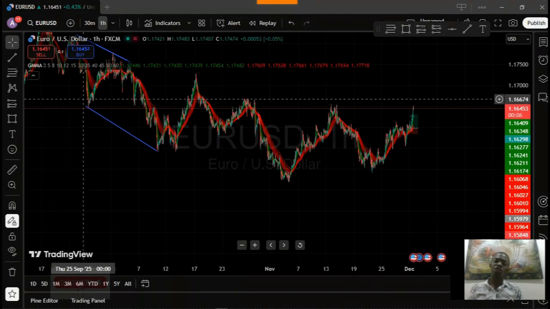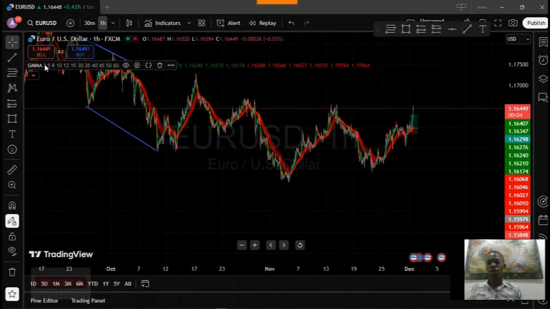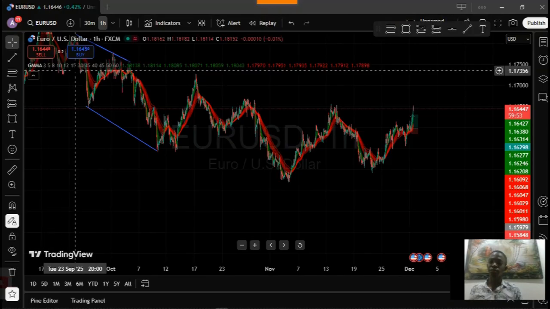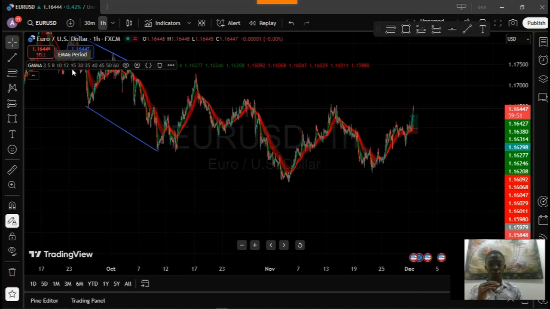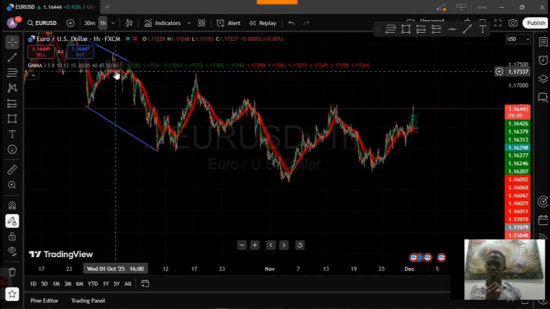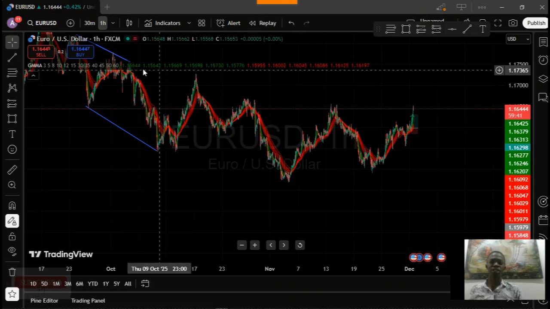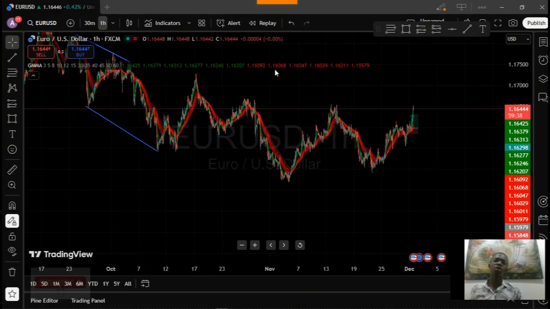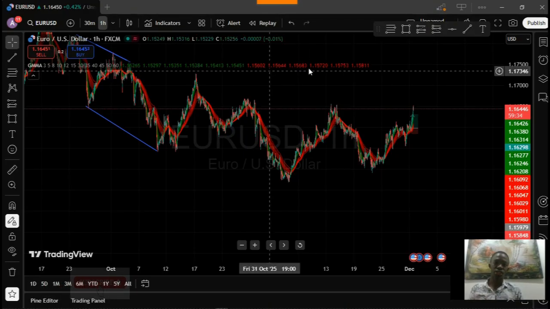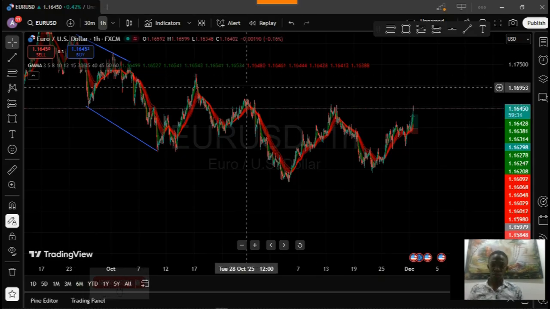So on the GMMA we have the 3 period EMA, then 5, 8, 10, 12, and 15. From the 3 period to the 15 period, those are the shorter term moving averages. From 30 to 60 are the longer term moving averages. You can see the short-term moving averages are green and the longer-term moving averages are red, due to my color preference. So let's move to the crossover.